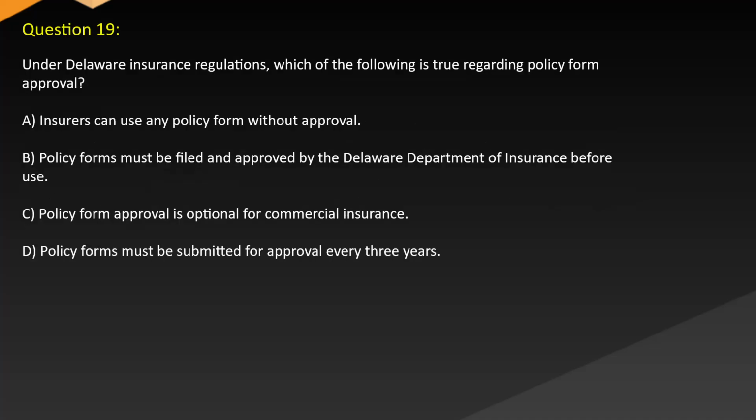Question 19. Under Delaware insurance regulations, which of the following is true regarding policy form approval? A. Insurers can use any policy form without approval. B. Policy forms must be filed and approved by the Delaware Department of Insurance before use. C. Policy form approval is optional for commercial insurance. D. Policy forms must be submitted for approval every 3 years.